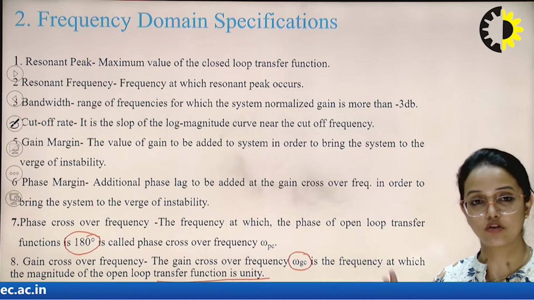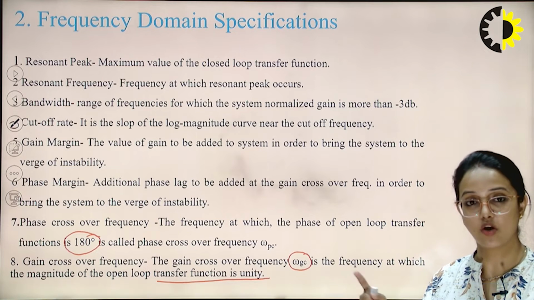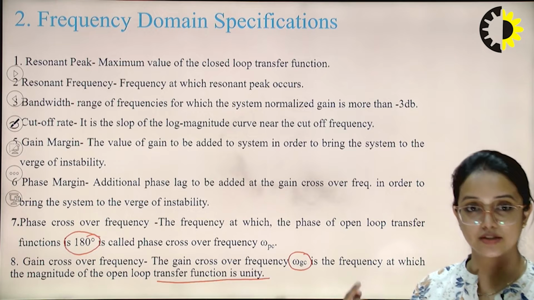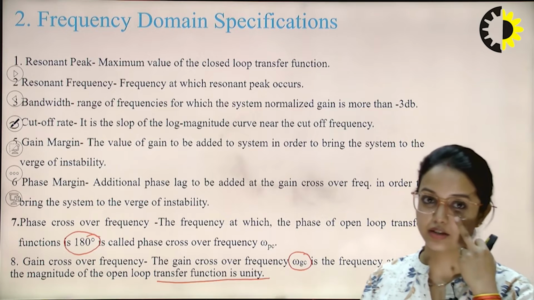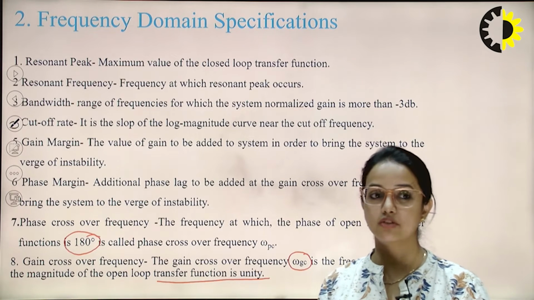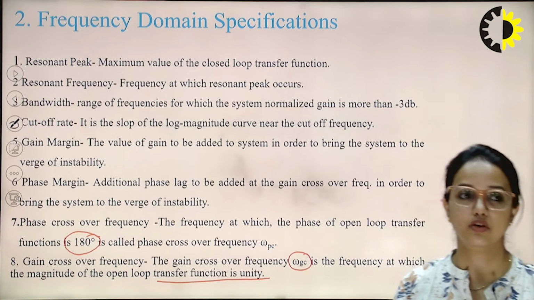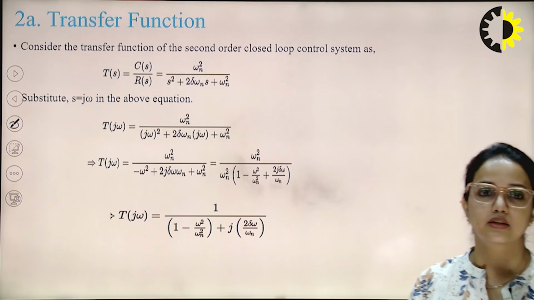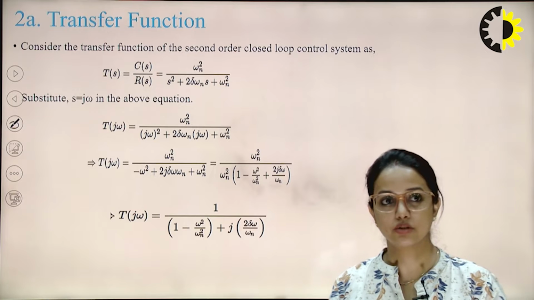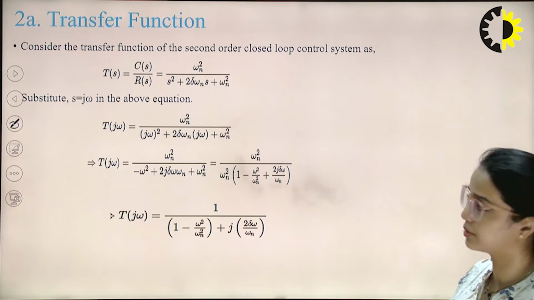So 20 log of that magnitude, which is 1, that is 20 log 1, is 0. So if we talk about gain, gain should be 0. If we talk about magnitude, that should be 1. Now transfer function, it is the ratio of C(s) by R(s).